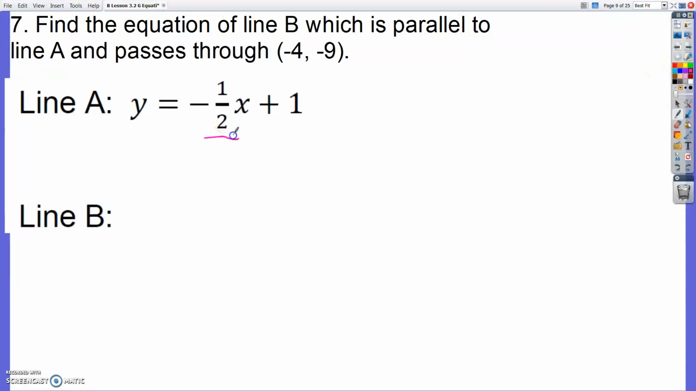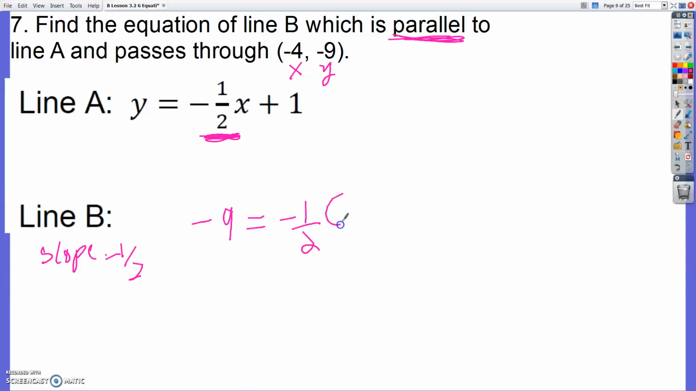So the first thing which we want to do is make sure that we are dealing with parallel lines, which have the same slope. So I know the slope for the second one is negative 1/2. Now I'm going to take this x and this y to plug it into my second equation, line B, to solve for my b value. That's going to look like negative 9 is equal to negative 1/2 times my x value, which was given in the point, which is negative 4. I'm going to use that to solve for the b value.